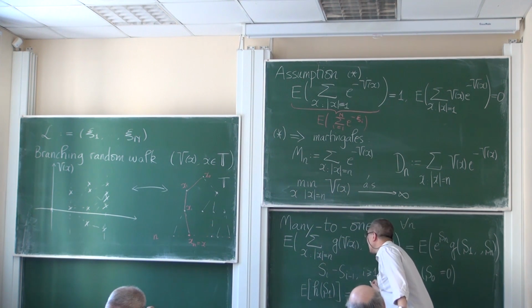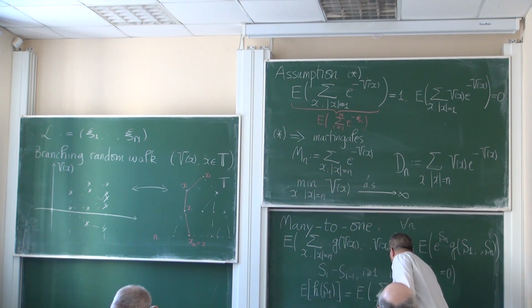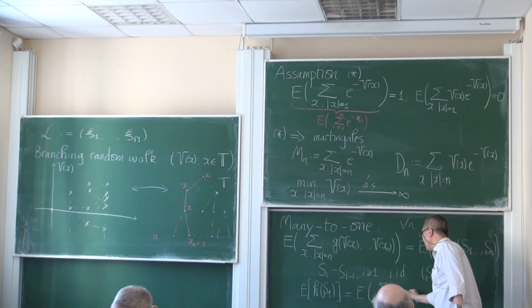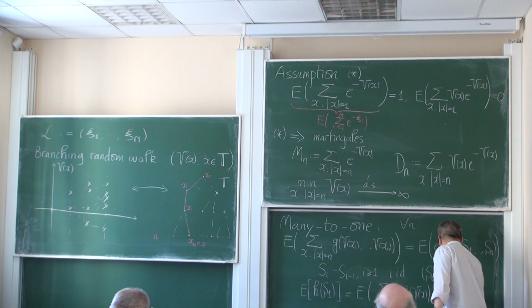Then on the left-hand side, I get... So if this formula is true, then this last line must be automatically true. h of v of x e to the minus v of x.